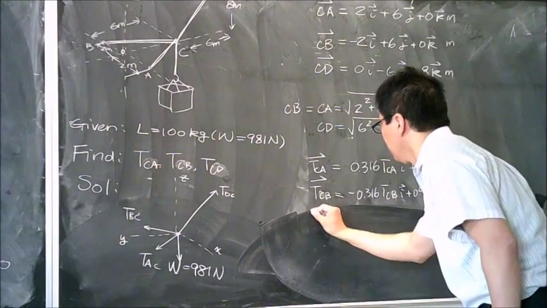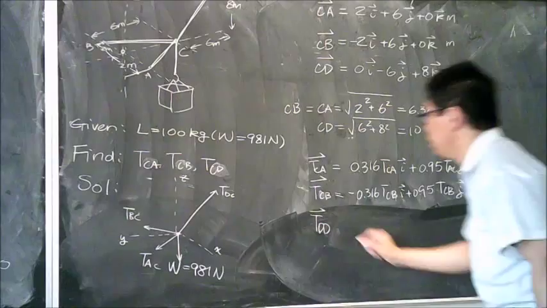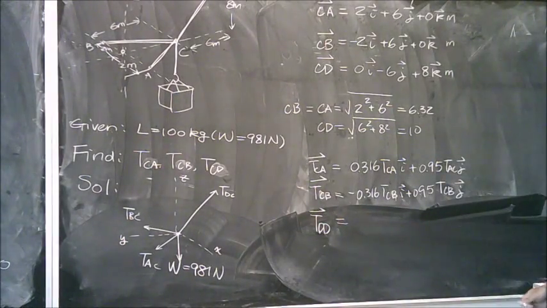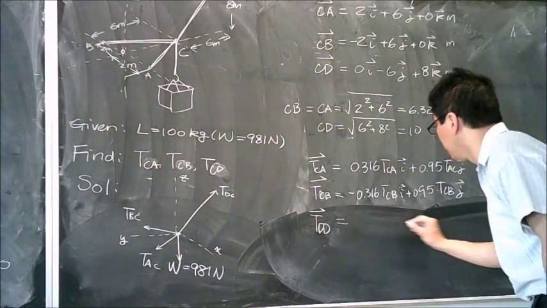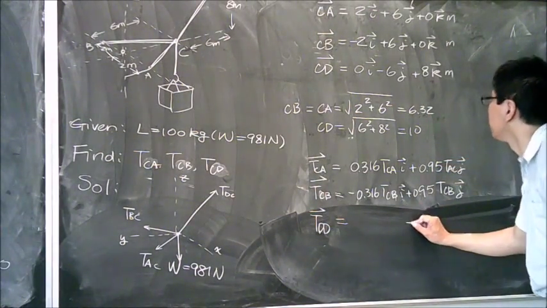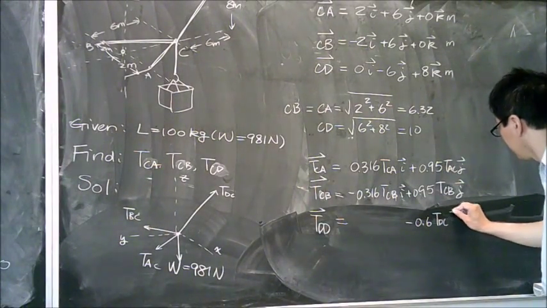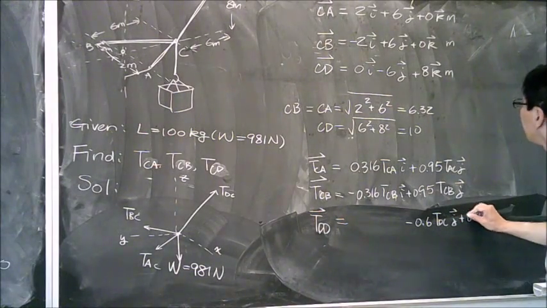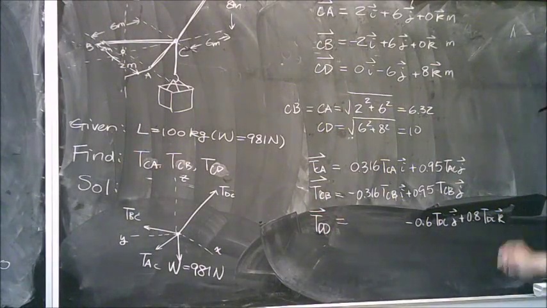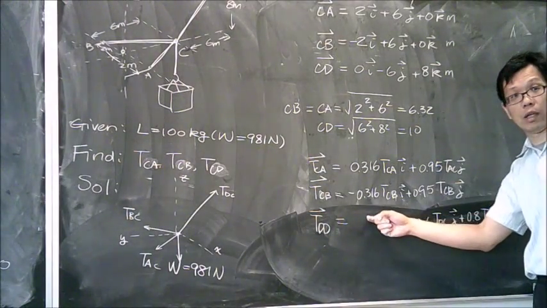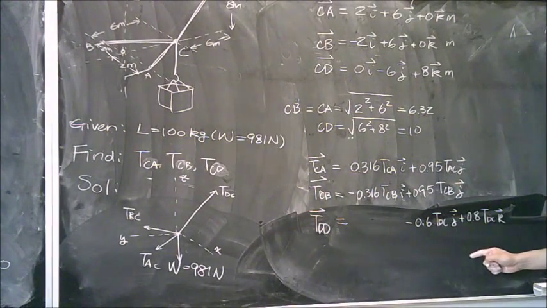Same for TCD. In this case, it's going to be this number divided by 10. So I will start from here: 6.6 TDC J plus 0.8 TDC K. The reason I left this one blank is I want to align I, J, and K together.